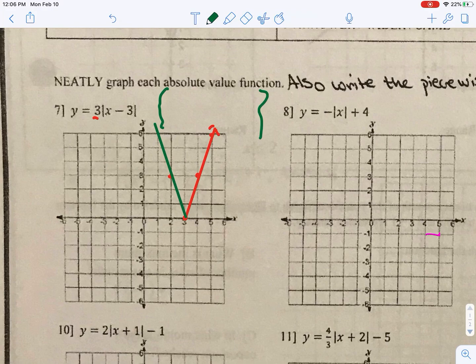So that's going to be from here to here, okay? So that's everything less than 3. So I could go like x is less than 3. What's going on when x is less than 3? Well, all I have to do is take the point and the slope.